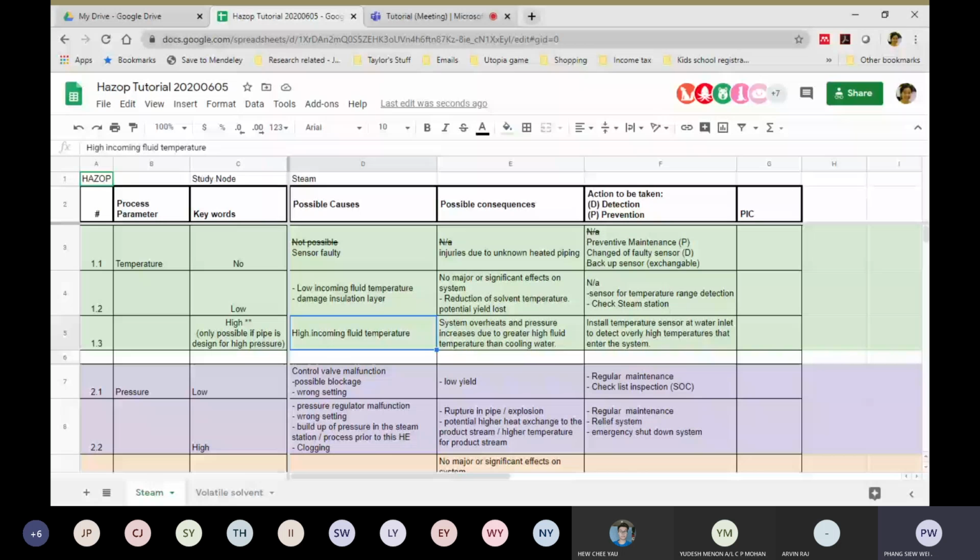Just don't copy and paste from your friends. Okay? Because the moment you copy and paste, Turnitin is going to show up. So you have to write in your own words. Yeah, because HAZOP is required. It's part of the exercise. I've already started giving you tips on how to do it.